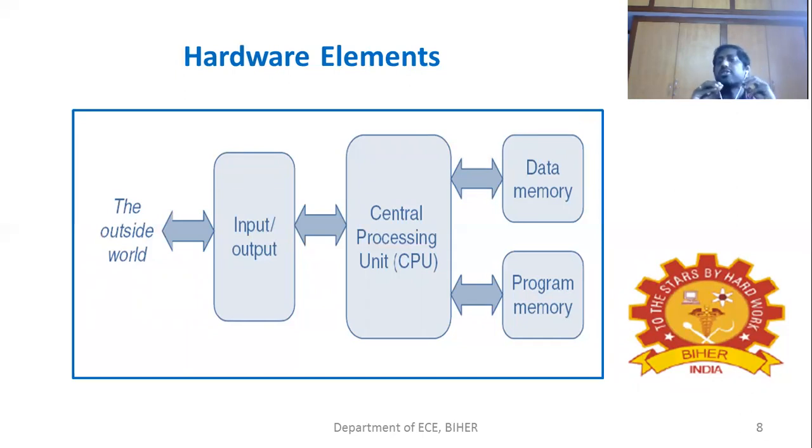And then your central processing unit, CPU, can access the memory. Normally two types of memory are there, program memory and data memory. The program memory is also known as code memory. Your application code is stored in this program memory, and the data related with this is stored in the data memory.